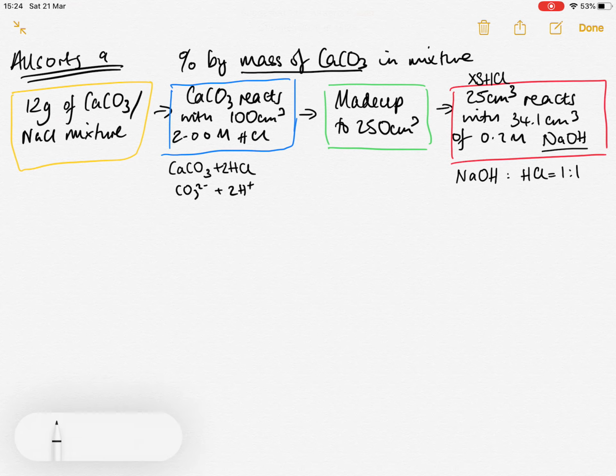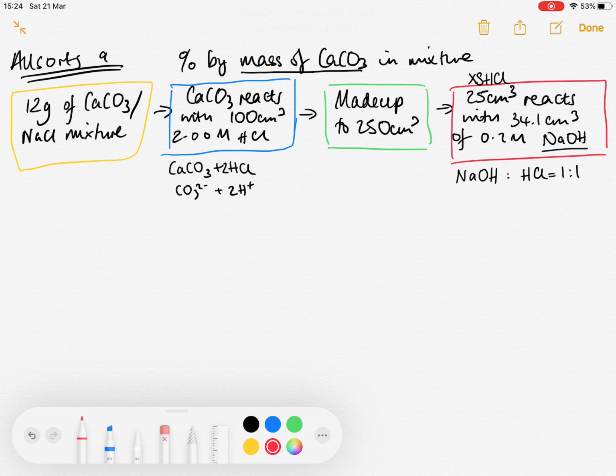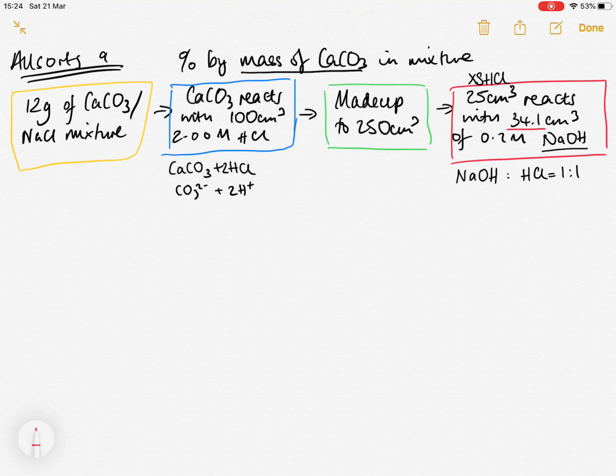So we are going to do that working backwards through our flowchart, and I'm going to start with the red box and look at the information that we've got. 25 centimetres cubed reacts with 31.4 centimetres cubed of 0.2 molar NaOH. So that's the first thing we can do. Because we have a concentration and a volume, we can work out moles of NaOH. And if you're ever stuck, always look for that.